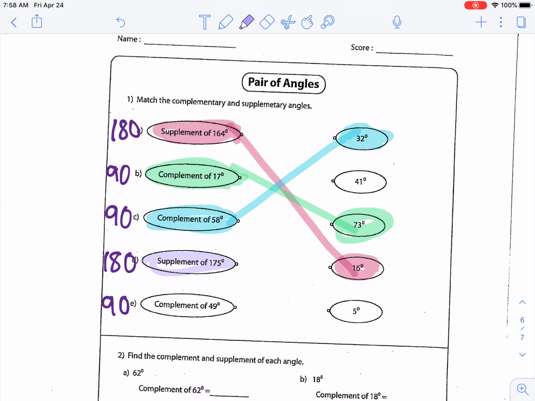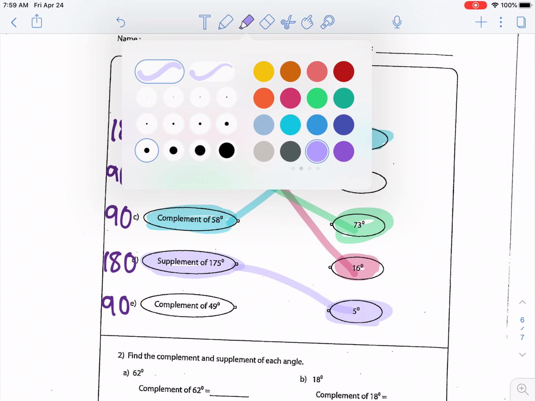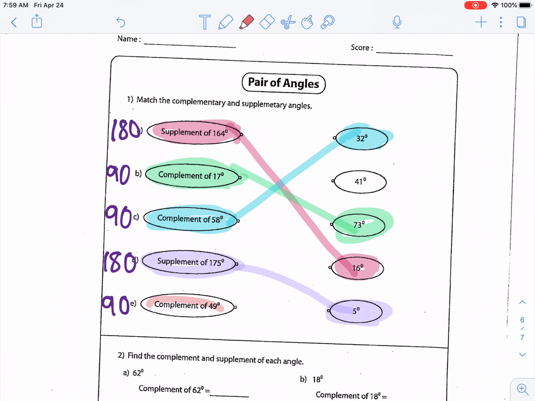The supplement of 175. So 175 plus what will give me 180? That's going to be 5. And the last one left, the complement, so it should work out. The complement of 49 is 41. 41 plus 49 equals 90. Okay?